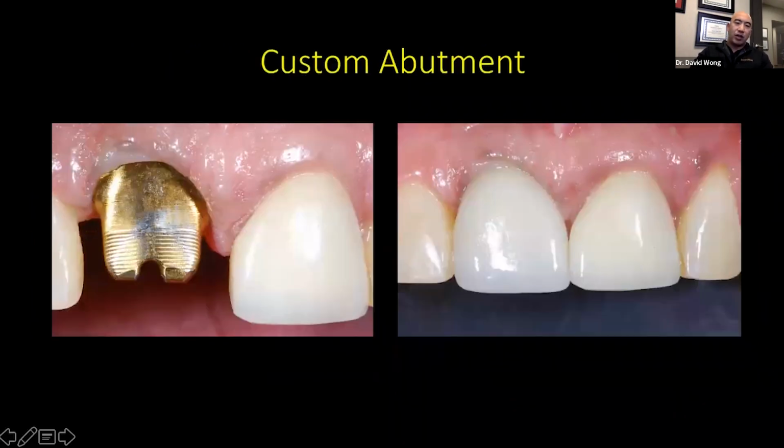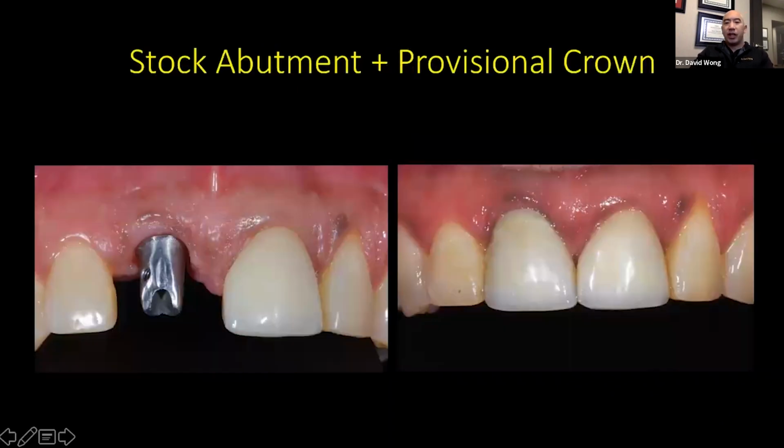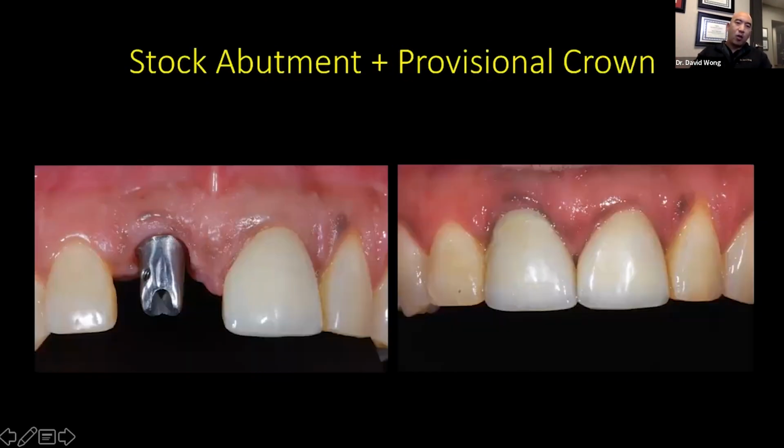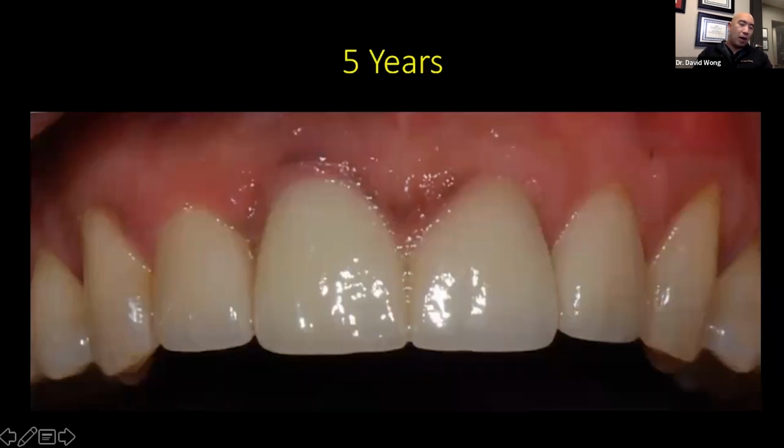So here's the custom abutment with its provisional restoration, and then here's your stock abutment with its provisional restoration. The soft tissue looks way better when you have enough room for both the abutment and the crown. So we went with the stock abutment just for kicks and giggles on this one, just to show that you can get great aesthetics with stock abutments if you want to. This is my good friend here at 5 years.